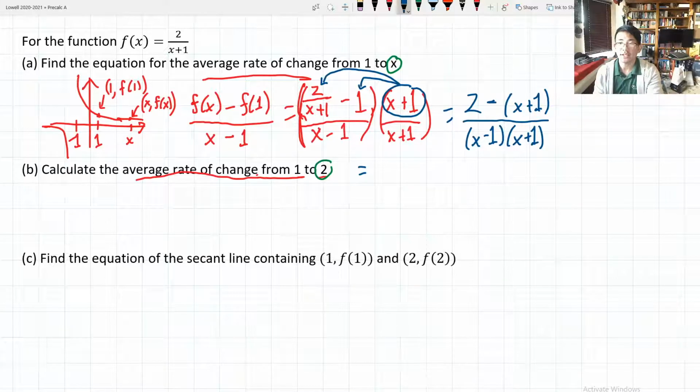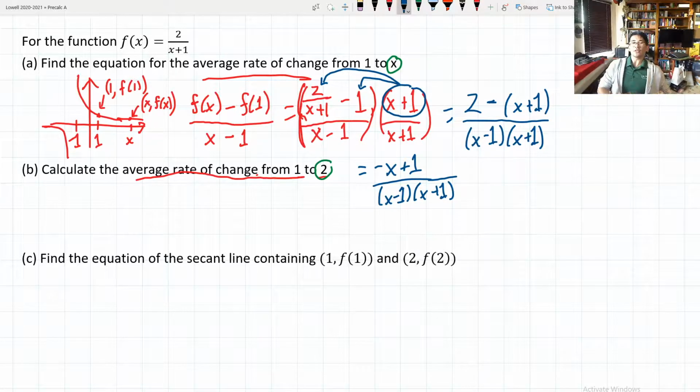So 2 minus x, so that's going to be a negative x, but 2 minus 1 is going to leave you with plus 1 over x minus 1 times x plus 1. Alrighty. Now it looks like there actually should be something to simplify here because it looks so close, but we don't quite see the same factors on the top and the bottom.